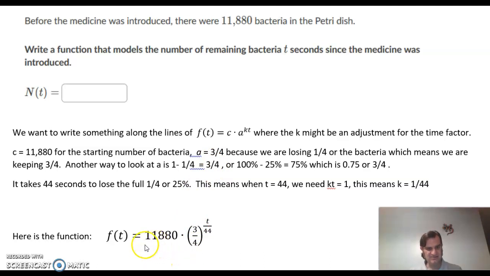So right now we have the starting amount 11,880, and we have the multiplying rate here as 3/4. And just like in the previous example, it takes 44 seconds for this to happen. So for this entire 3/4 to happen, we'd need 44 seconds. So we'd need t to be 44, and we need something to happen to the exponent to make it 1. That's why I have it divided by 44. So if I put in 44, and I divide by 44, I would get 1, and then I would have 3/4 of the original starting amount. So that would make the function.